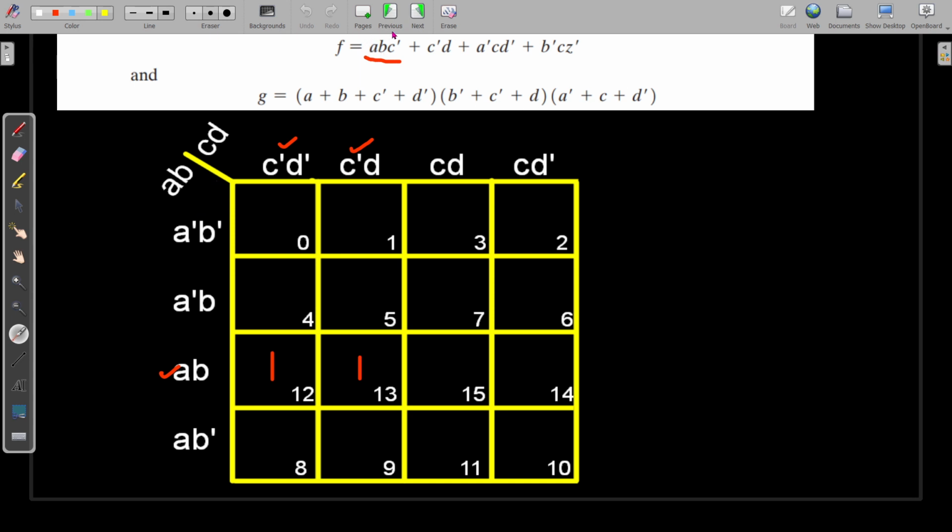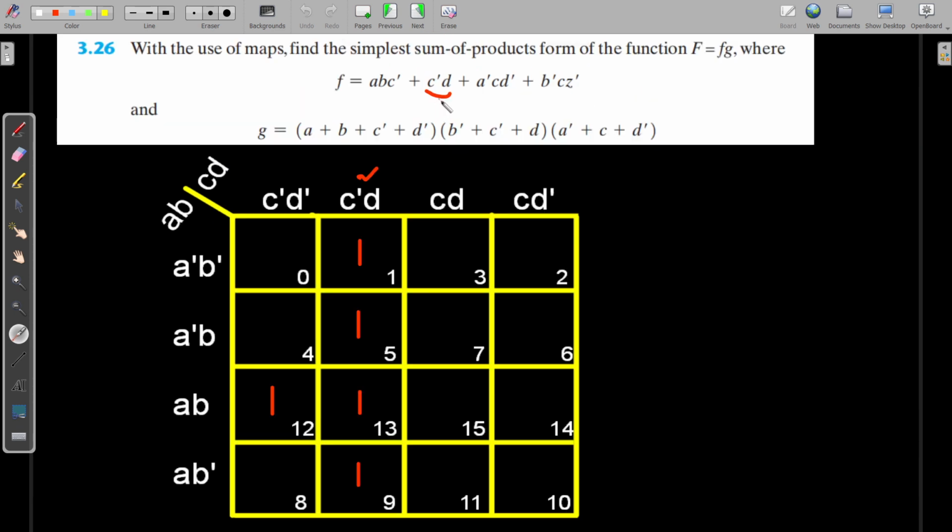So here we take the first term, which is a b c'. Here we have this ab, and here we have this c' in these two columns. So corresponding to this, the 12th and 13th cells will be placed with 1 because it is in the SOP form. Then we go for the second term, which is c' d. So this whole column must be filled with 1s, covering the minterms 1, 5, 9 and 13.